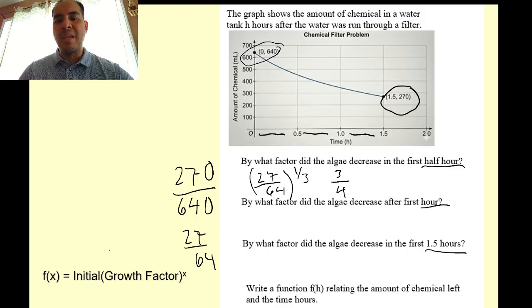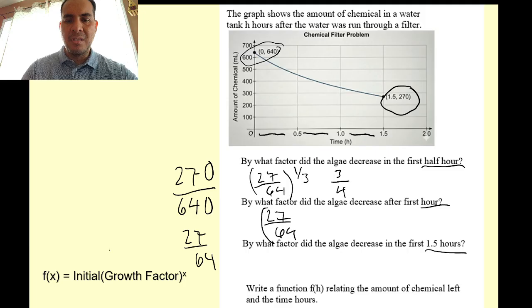Now by what factor did the algae decrease in the first hour? Well, we found out that in the first half hour, it is 1/3 power. So in the first hour, it's going to be, how many times does a half hour fit into an hour? That'll be twice. It'll be twice out of this 1/3. So that's going to be 27 over 64 to the power of 2/3. Okay, because a half hour is 1/3, so an hour is going to be 2/3.